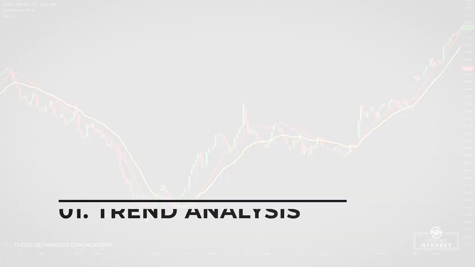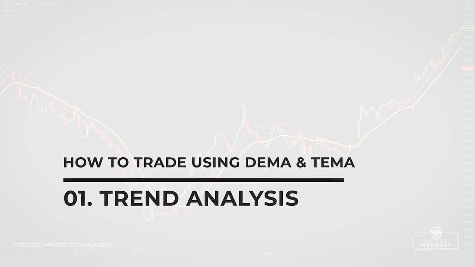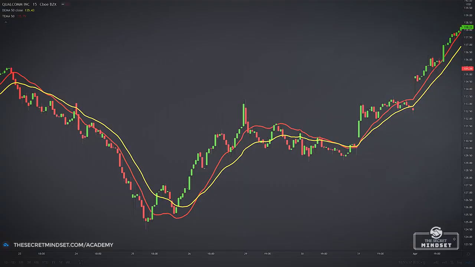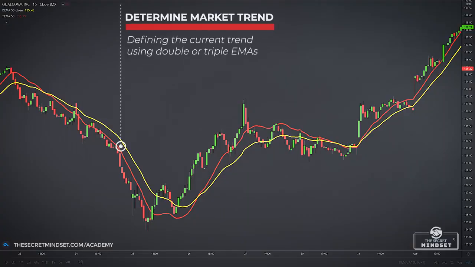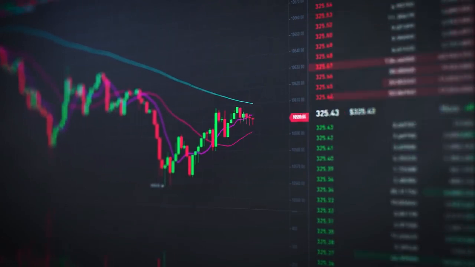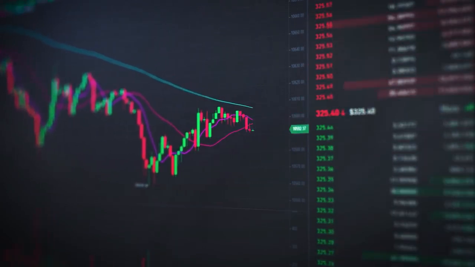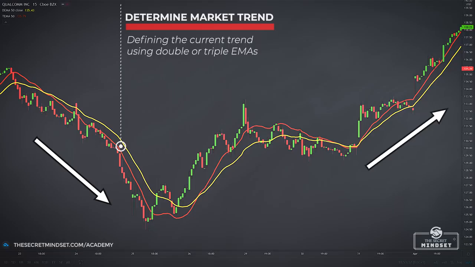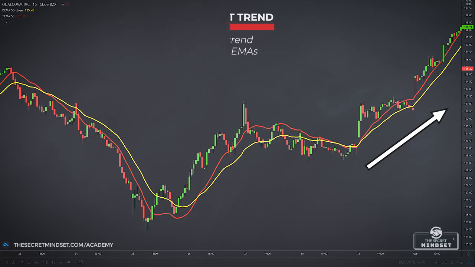How to trade using EMA and TEMA indicators. First method, trend analysis. Without knowing what the current market environment is, it will be difficult to consistently beat the market. That's why you need a method for identifying whether the market is trending or not. Although you can often glance at the price chart to get an idea of what the general trend of the market is, you could apply a more objective measure for defining the current trend using double or triple EMAs.